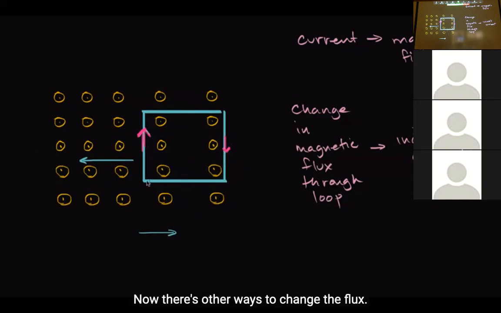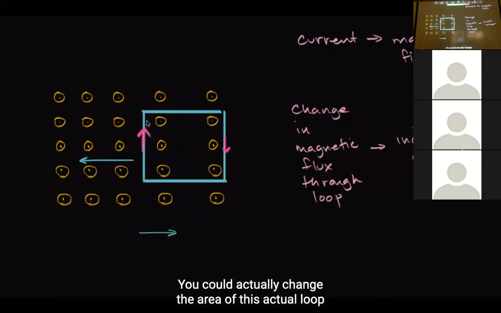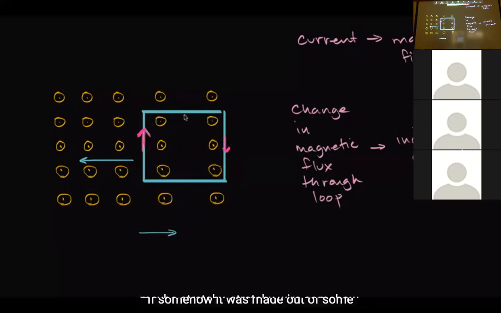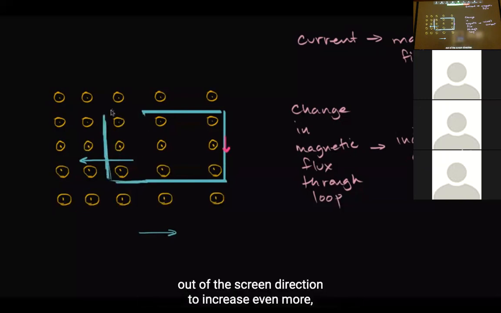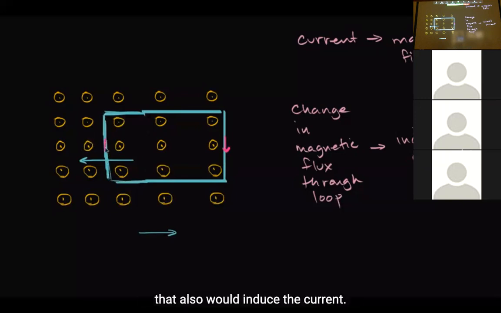Now, there's other ways to change it. You can actually change the area of this loop, if it's made out of some maybe stretchy wire. Let me draw it this way. If you were somehow able to stretch it out so that the actual area increases, that would cause the flux in the out of the screen direction to increase even more. That also would induce a current.